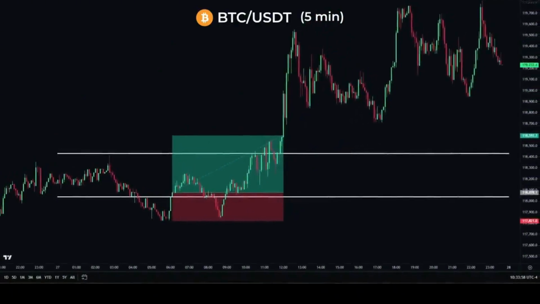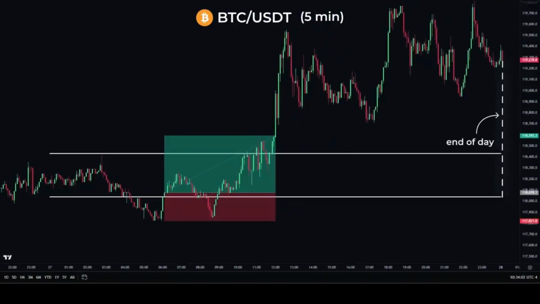However, it didn't manage to re-enter again until the end of the day. That means for this trading day there were no more valid entries to take. But even with getting just 1 trade today, it was a high-quality setup and we walked away with solid profits.